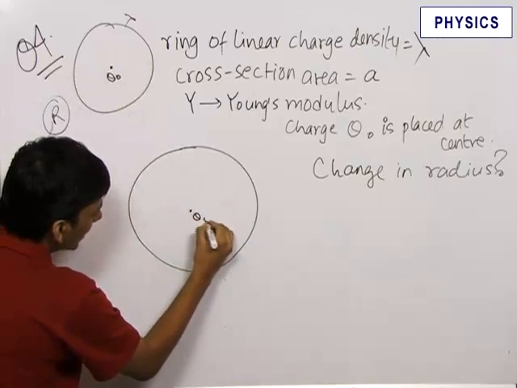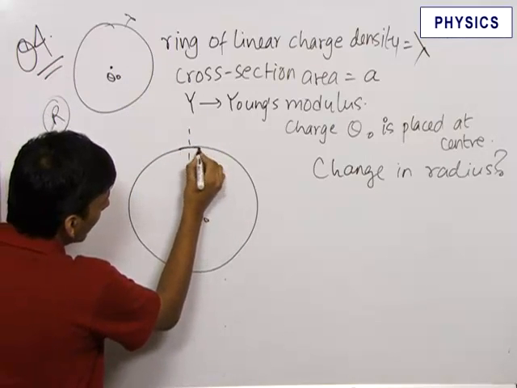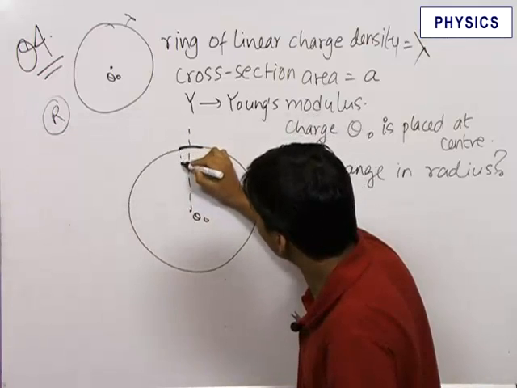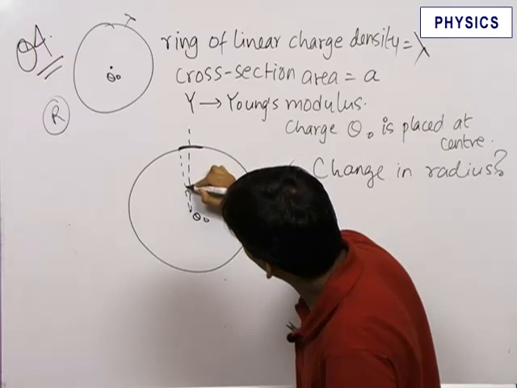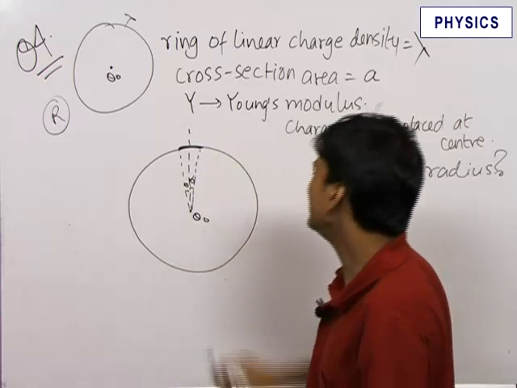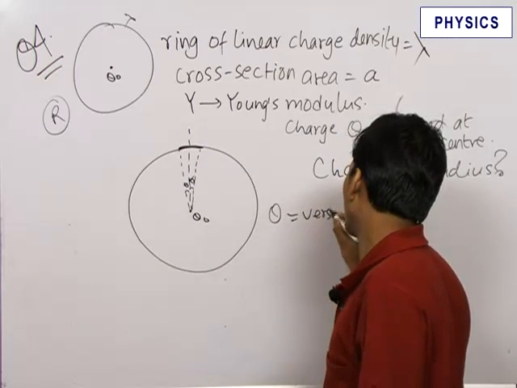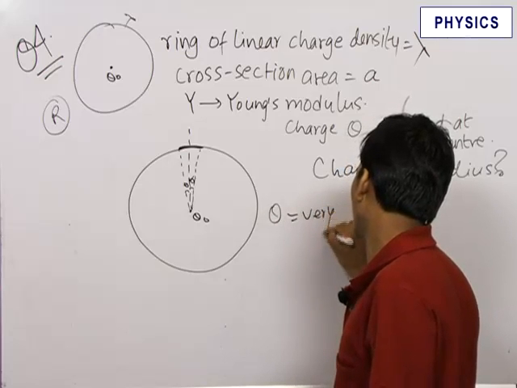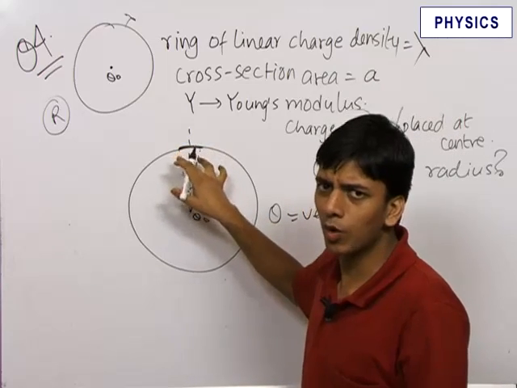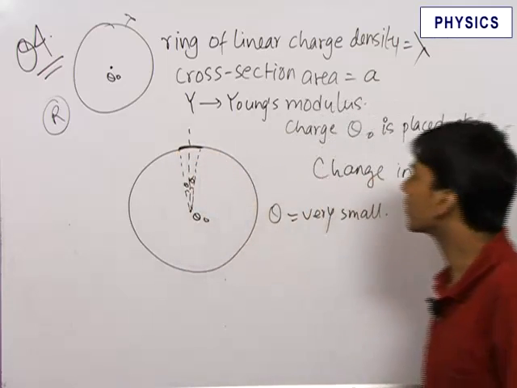A charge q0 is placed at the center. Let us take an element of the ring which is subtending an angle 2 theta at the center of the ring. Now this theta is very small, so that this mass of the ring is very small and it has a very small charge on its arc length.